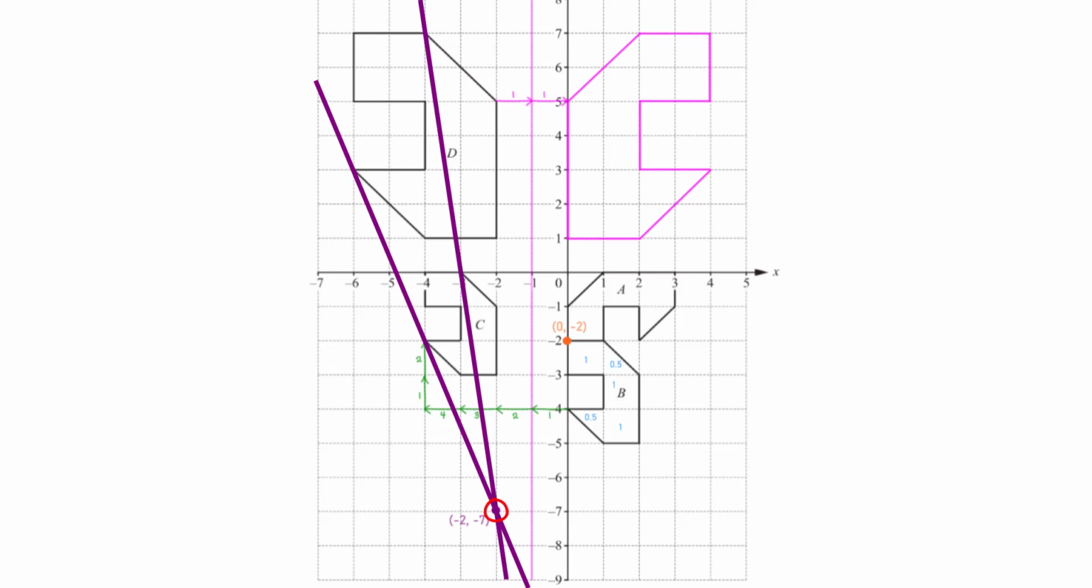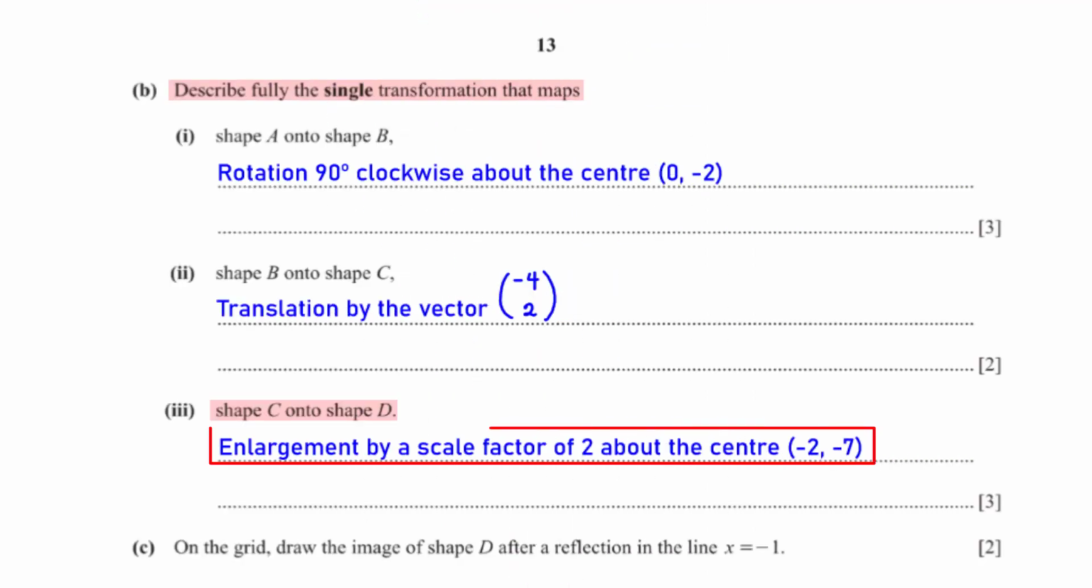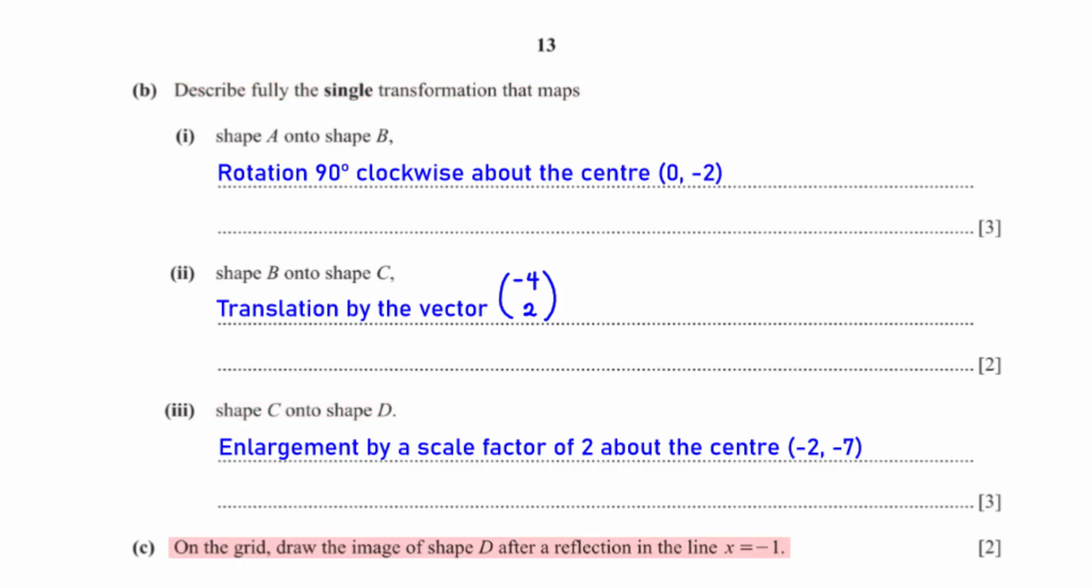The intersection point of the lines is the center of enlargement. In this case, we get the center to be -2, -7. And so the full description for this transformation is enlargement by a scale factor of 2 about the center -2, -7.